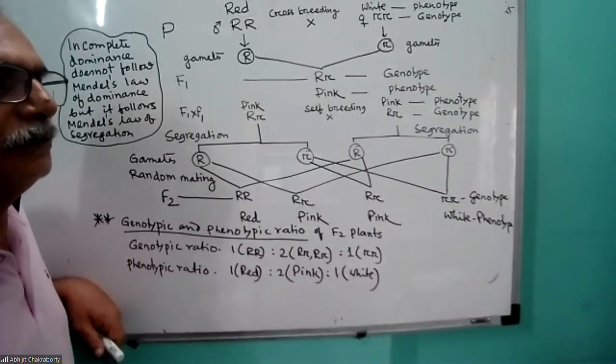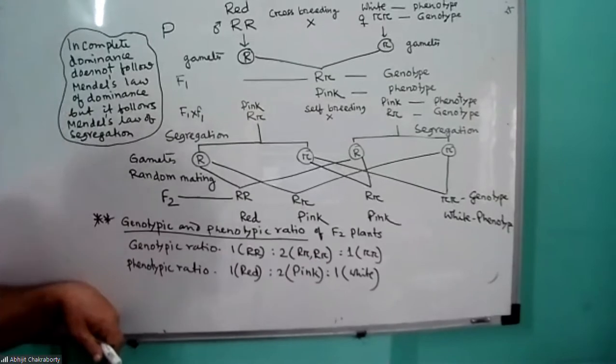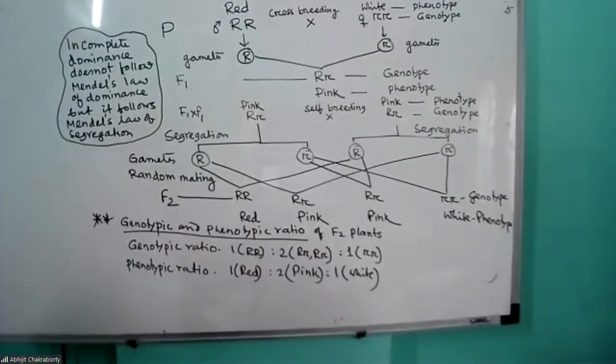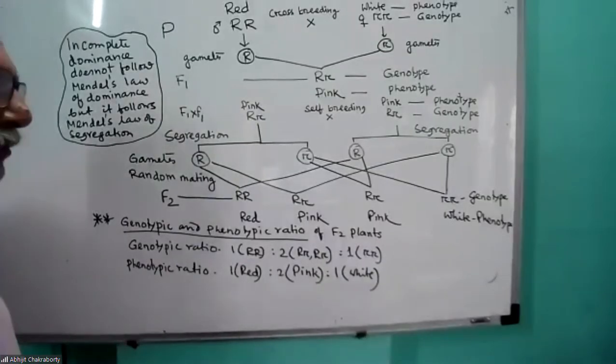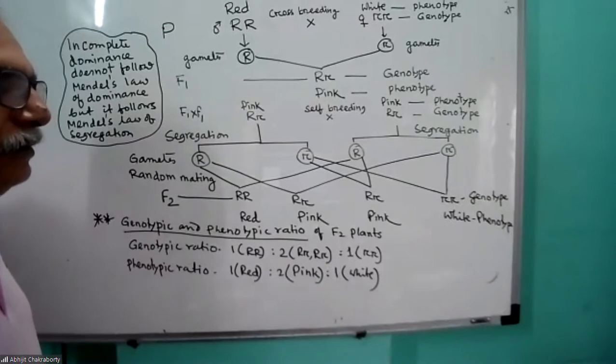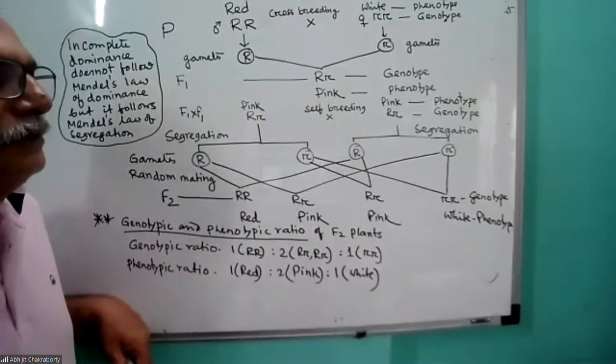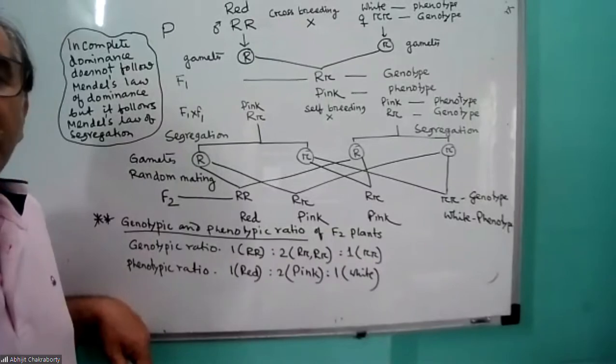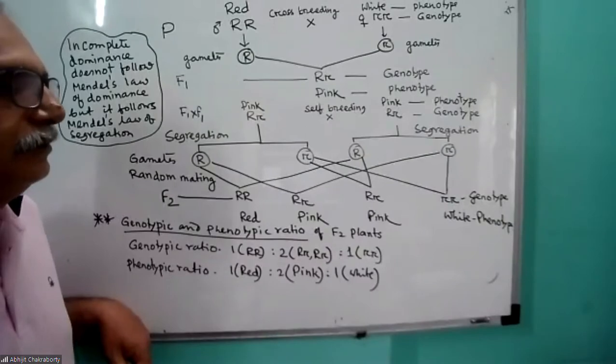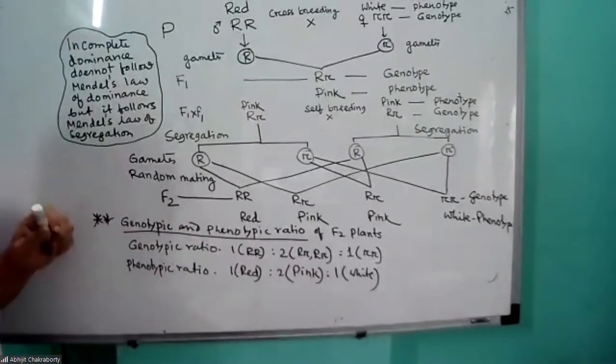You please write it down. In case of incomplete dominance, the genotypic and phenotypic ratio are found same. Written? Yes, sir. So this is the most important thing here.